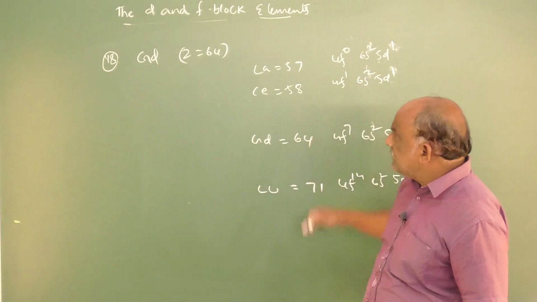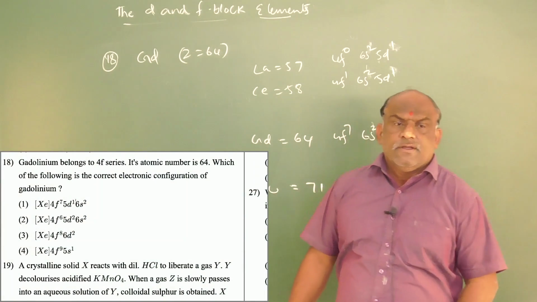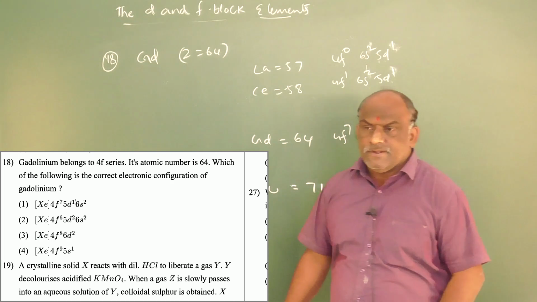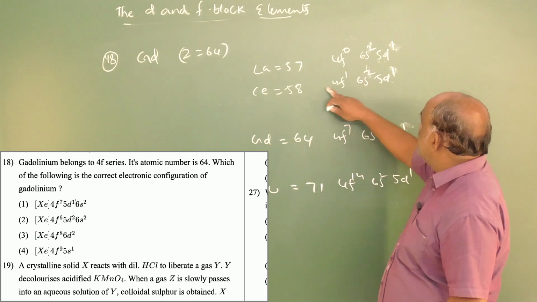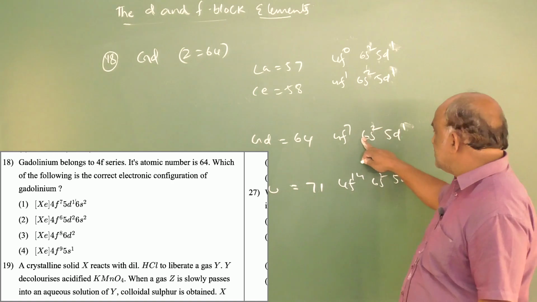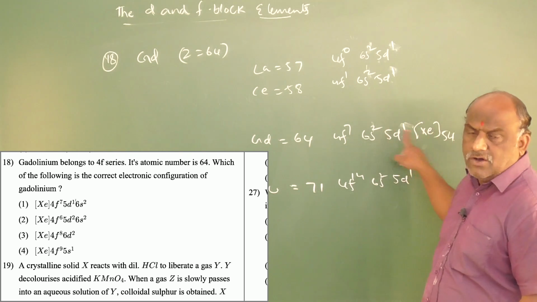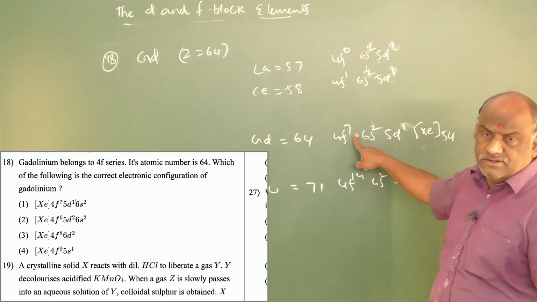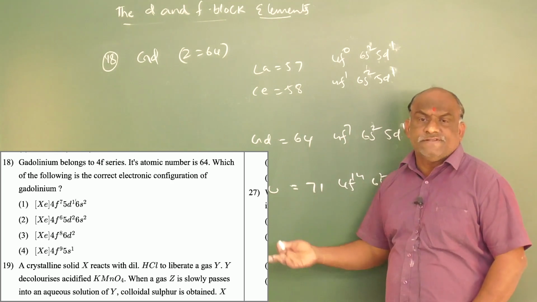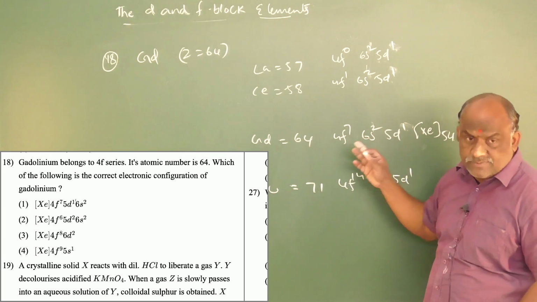So according to this information, the correct option for question number 18 is xenon 4f7 5d1 6s2. It is attached to xenon because xenon's atomic number is 54. So this is the half filled electronic configuration of gadolinium. The f configuration is half filled at f7, and f14 is full filled. So make a note, this is very important. This is a previous entrance point of view question.